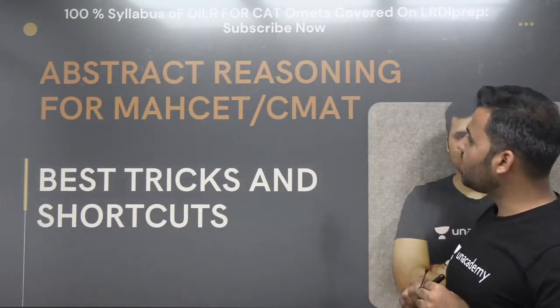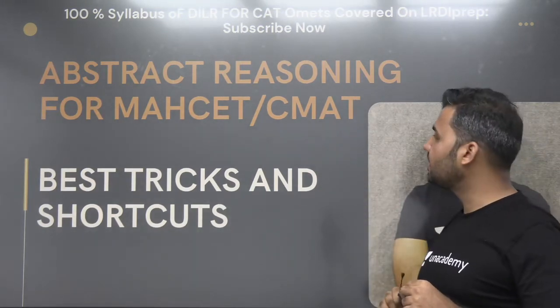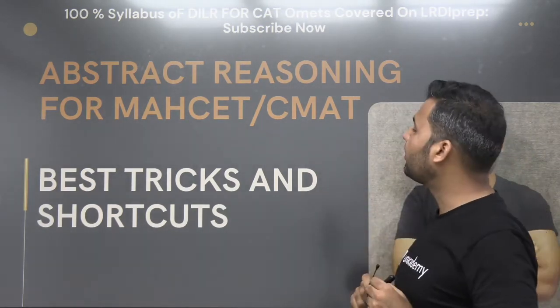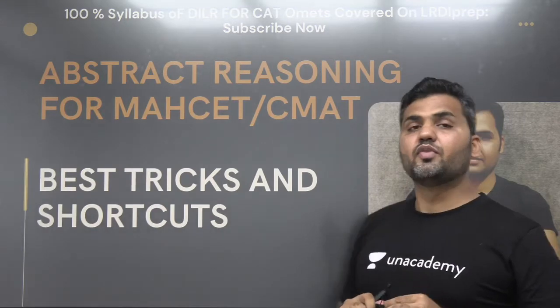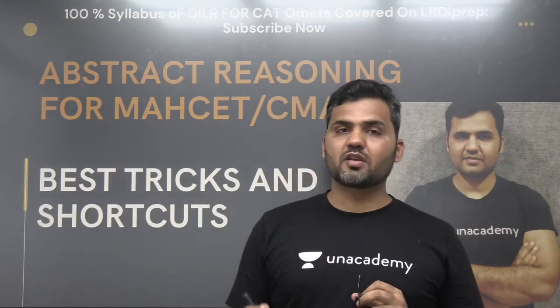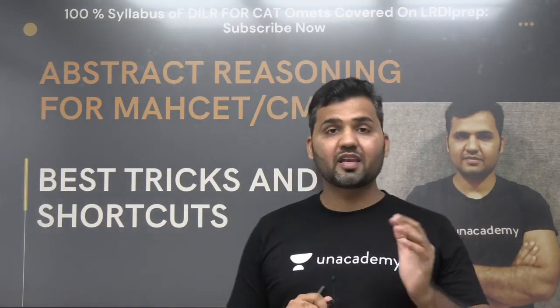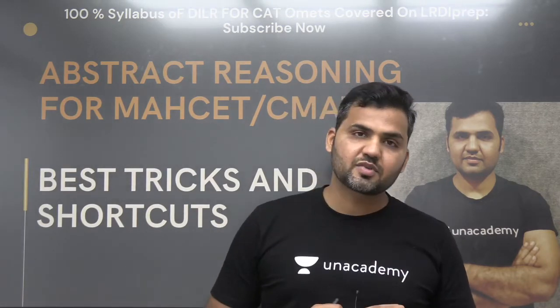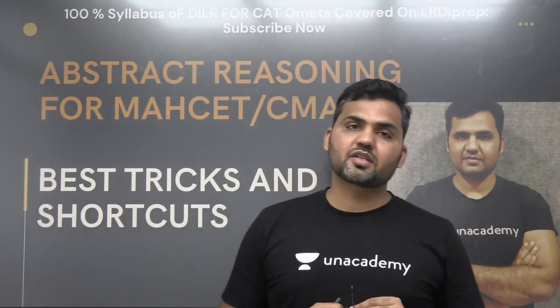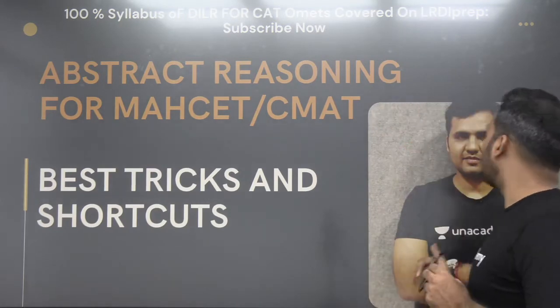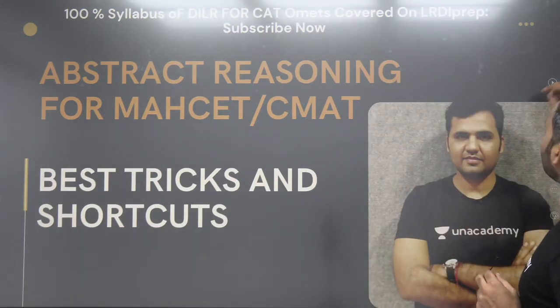So we are discussing abstract reasoning for Maharashtra CET and CMAT. This is part 2 of abstract reasoning. In part 1, we discussed how to make water images and the mirror images of any figure, and using those concepts, how you can quickly answer the questions of abstract reasoning. So the first two questions have been discussed with you in the previous part.